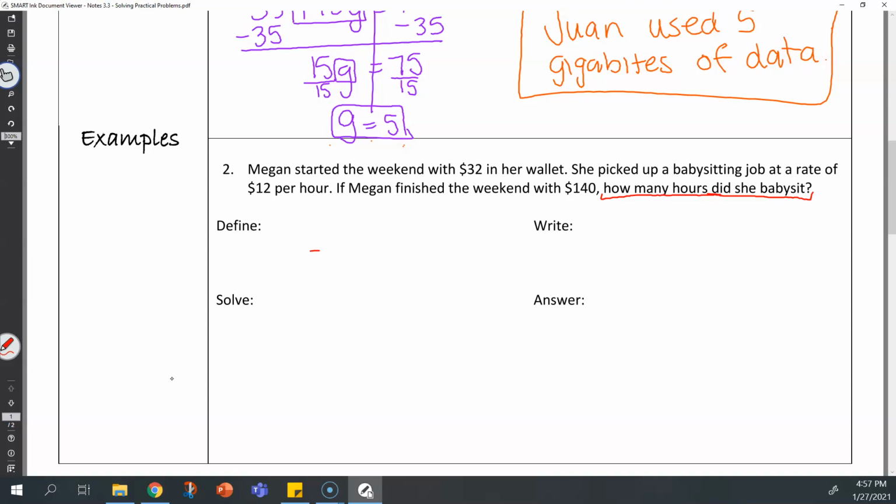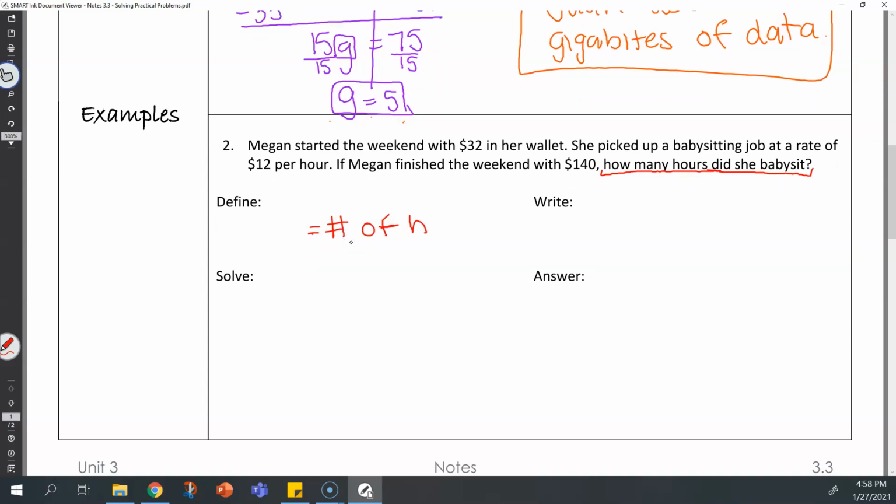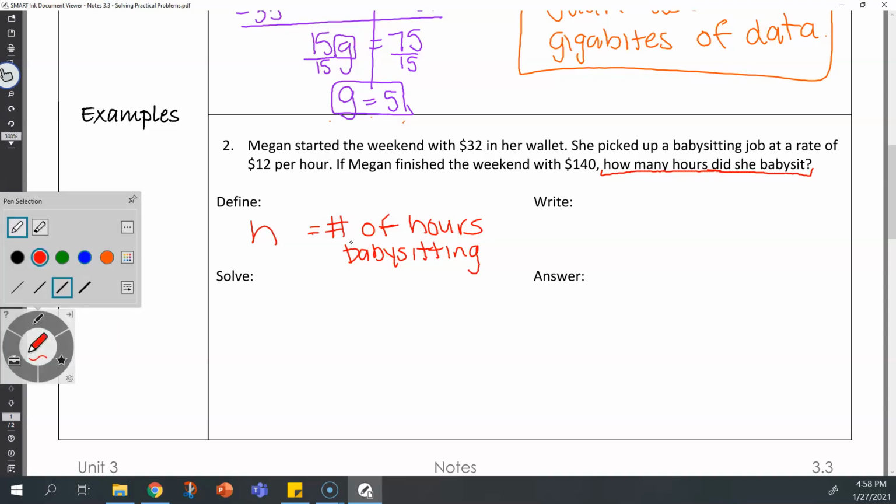So my variable is going to represent the number of hours that she babysat. Okay, and again, you can pick any letter to represent this or to use as a variable. I'm going to pick H because it's a number of hours. Okay. Then I'm going to write the equation based on the information they give me in the problem.